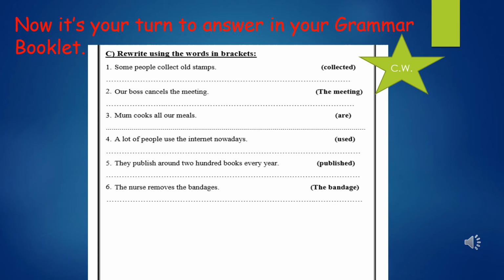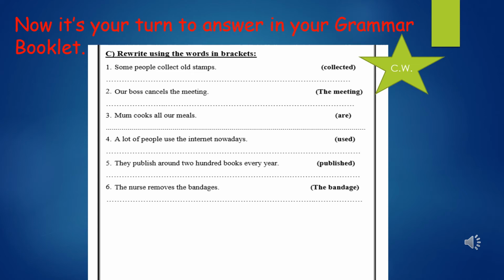Both are correct. Number 2, our boss cancels the meeting. The meeting, between brackets, and it's capital. This means, again, change the sentence from active into passive.